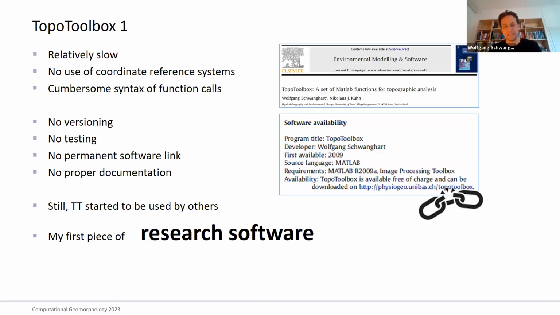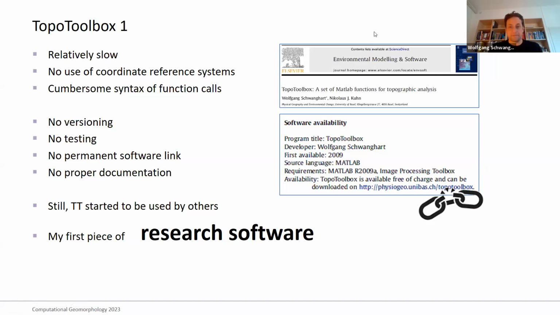What we didn't have at that time is no software versioning where we could get some control over the development. Testing, well, if the function runs, that's great. There was not even a permanent software link. Okay, that one doesn't exist anymore. It's already broken. And there was also no proper documentation. Still, TopoToolbox started to be used by others, which is kind of a motivation. And so I would call that, however, my first piece of research software.